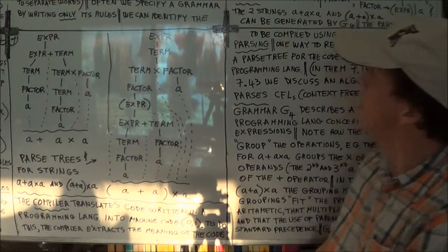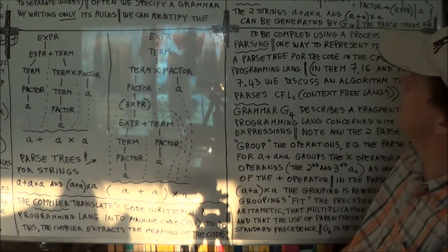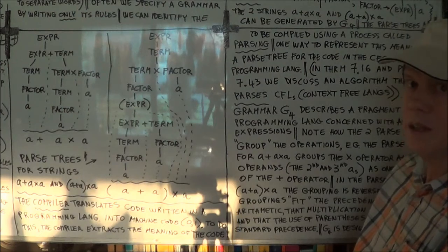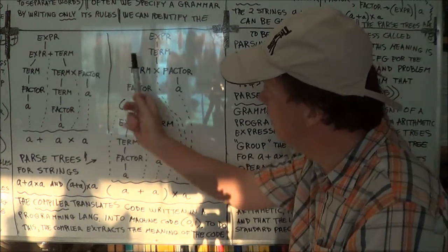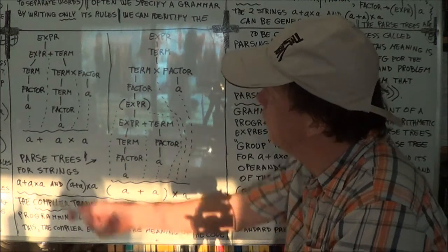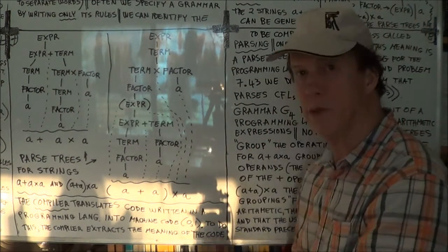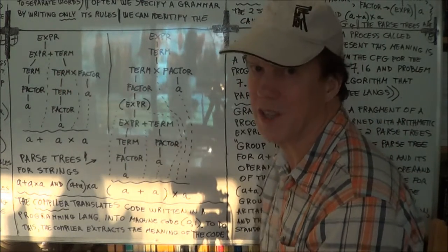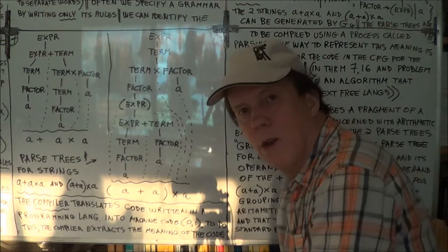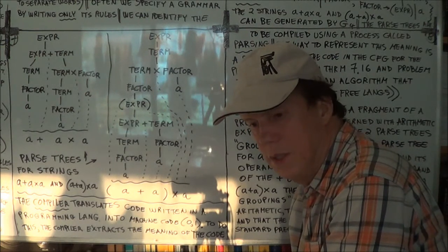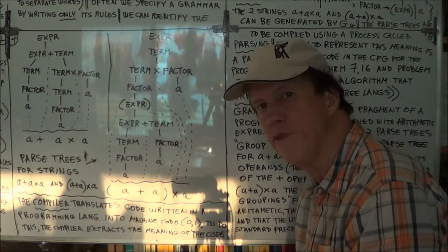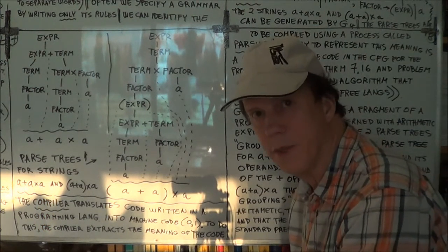Alright. So from the previous session, we had two arithmetic expressions: a plus a times a, and the second one in parentheses, a plus a times a. And here are two parse trees for those two expressions. Now remember, for the grammar G4, the start variable was EXPR, which is short for expression, an arithmetic expression. These are two parse trees corresponding to two terminal strings that belong to the language of G4, our fourth example of a context-free grammar, CFG.